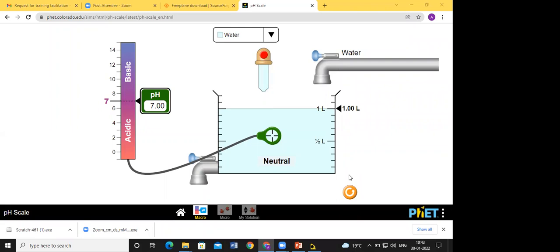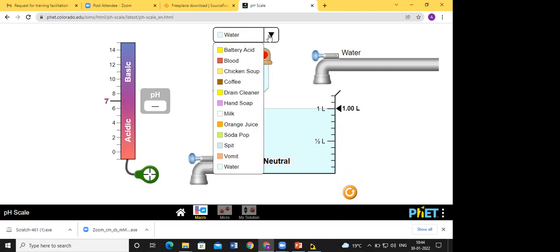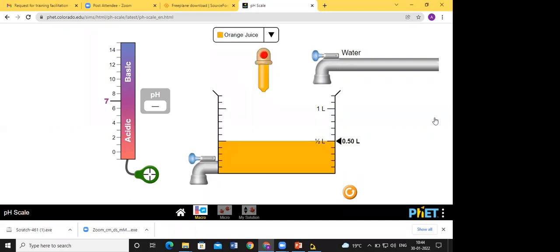Okay, let's see. Suppose I take different samples. What are the different samples I have? Suppose a friend says he is feeling acidic. So I asked, what have you consumed? He said he has taken orange in his food.